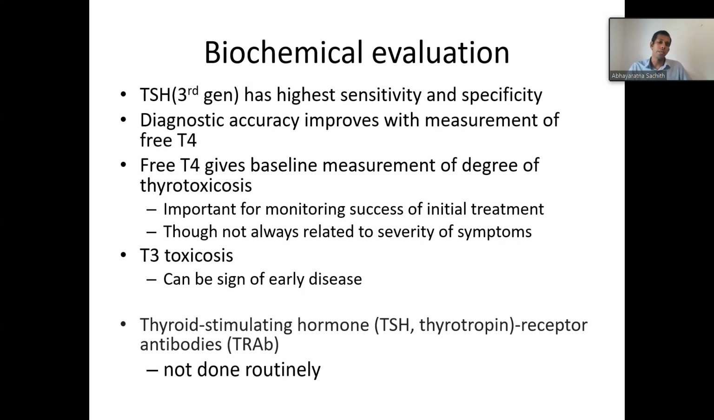And there's a small percentage where TRAP negative disease is also there. So therefore, routinely we don't do it. We go by the clinical features as well, because you know that if they are thyrotoxic and if they have eye disease or pretibial myxedema, it's most likely Graves' disease. But this could be done if facilities are available.